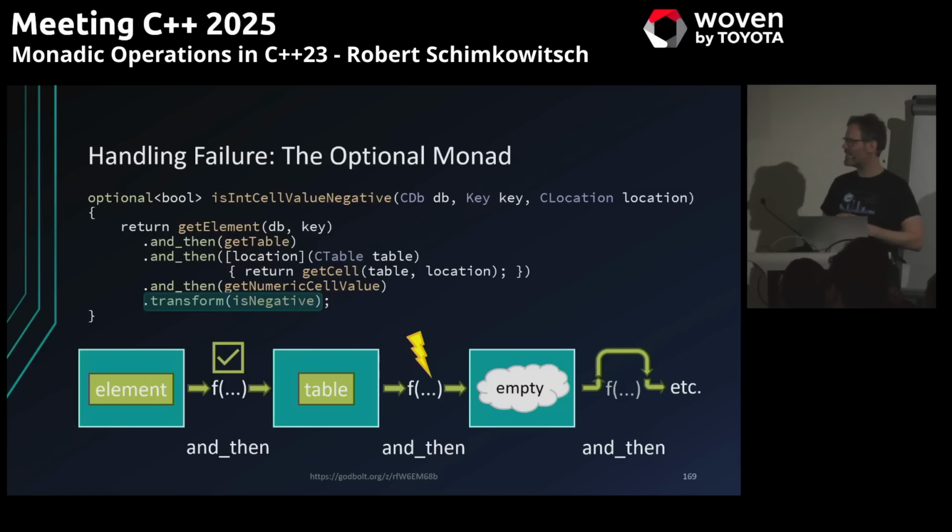Finally, we have isNegative. And isNegative does not return an optional, so we cannot use and_then here. It's basically a transformation. We want to transform an integer into a bool telling us whether it's positive or negative. And so that's what we do. We call transform.